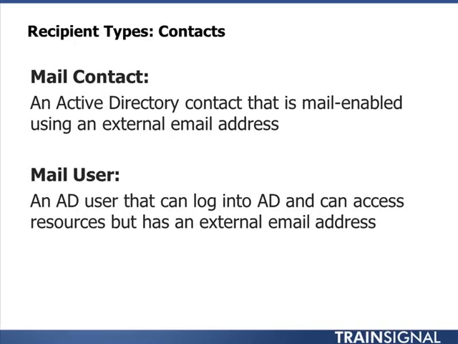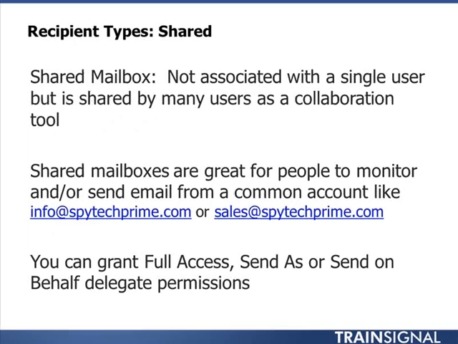You simply provide the external email address, and now they can be part of the address lists and part of a search that a user can do in order to send email. So two different types of contacts, with the one big difference being that the mail user can actually log into Active Directory and have access to resources. The next recipient type that you'll see up at the top in the tabs is called the shared mailbox.